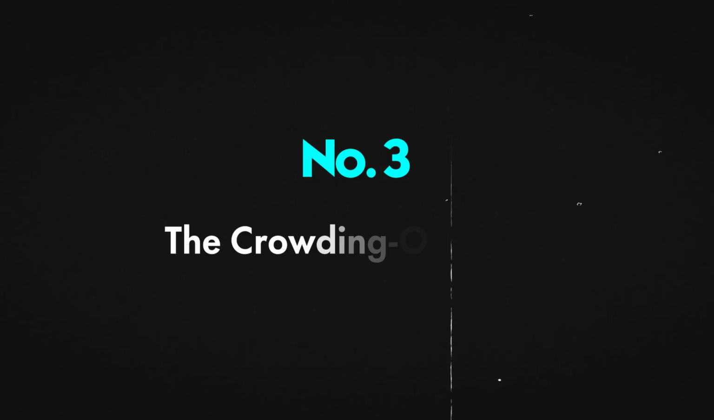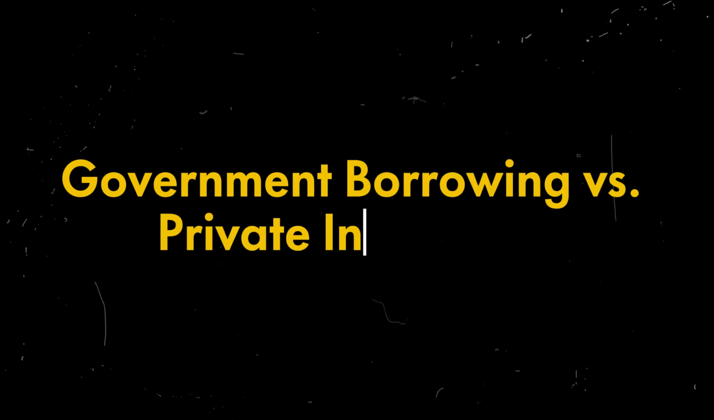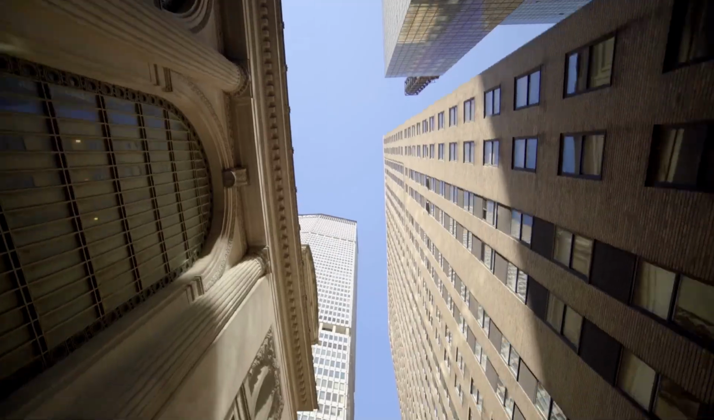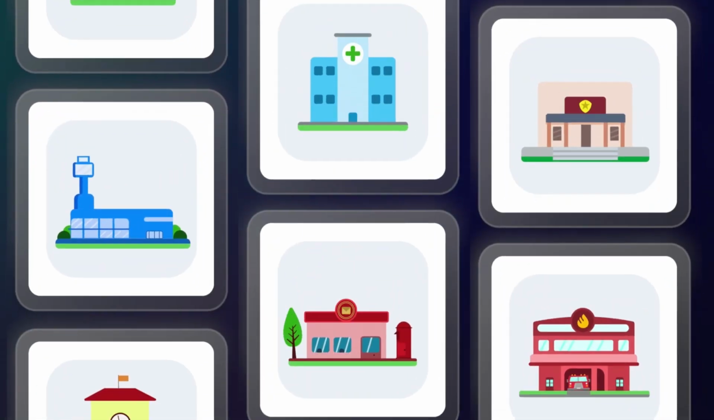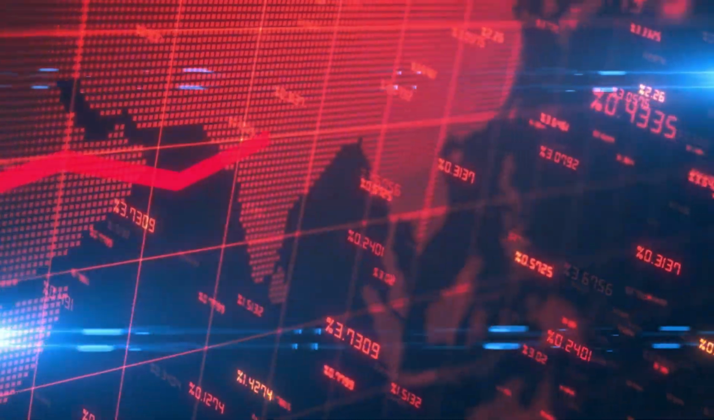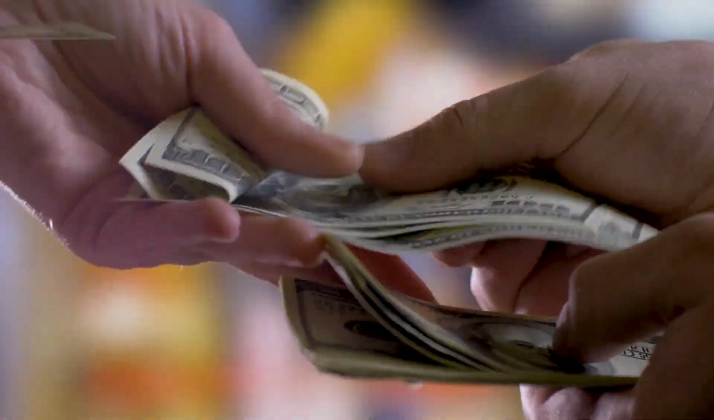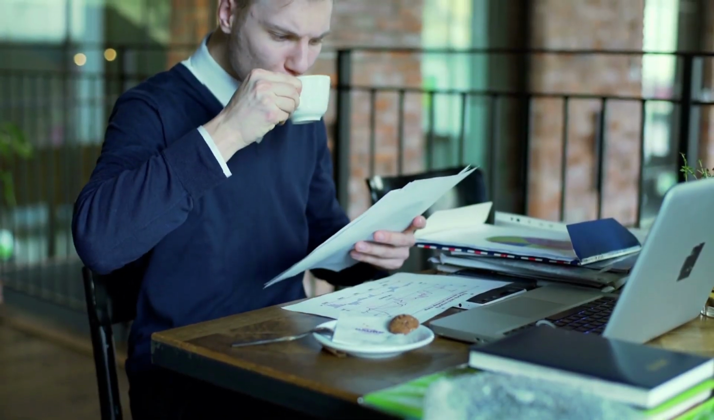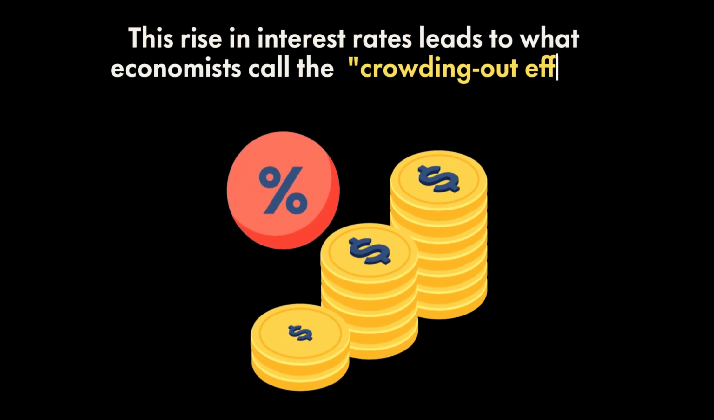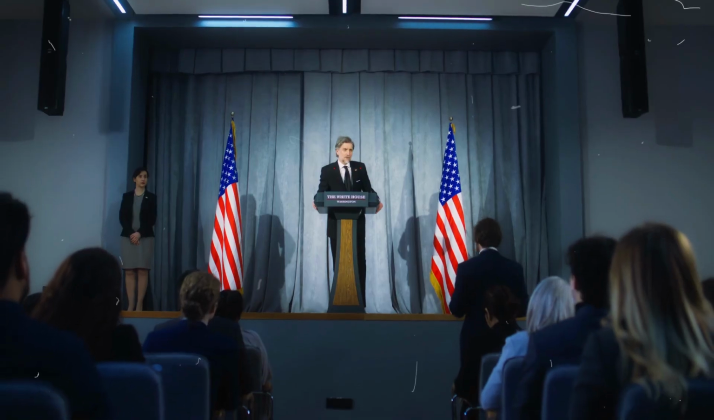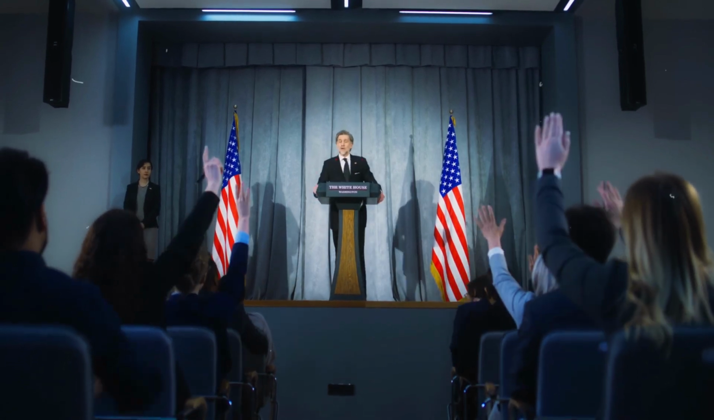3. The crowding out effect. Government borrowing versus private investment. When governments borrow heavily, they may inadvertently stifle private sector investments due to rising interest rates. Government borrowing to fund spending on public services or infrastructure may drive interest rates higher, making borrowing more expensive for private businesses and individuals. This rise in interest rates leads to what economists call the crowding out effect, where government spending competes with private investment.